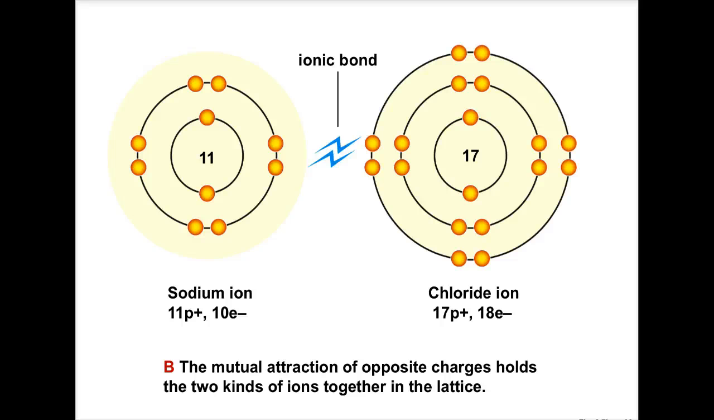So here's another view of an ionic bond. It's basically a force between the 2 ions when the electron is transferred. Again, the sodium being 1 positive and the chloride being 1 negative. That forms an attraction of opposite charges, which holds the 2 ions together in the lattice.